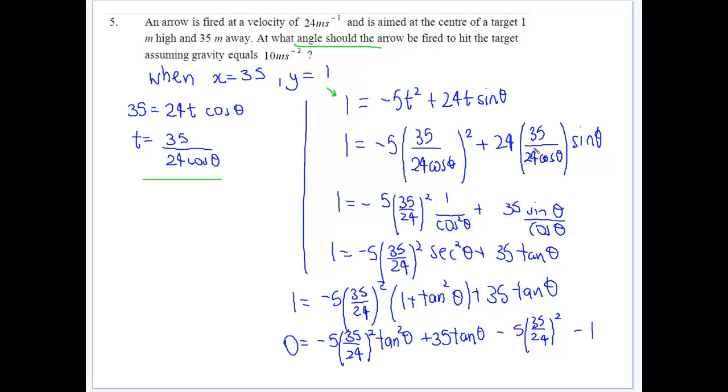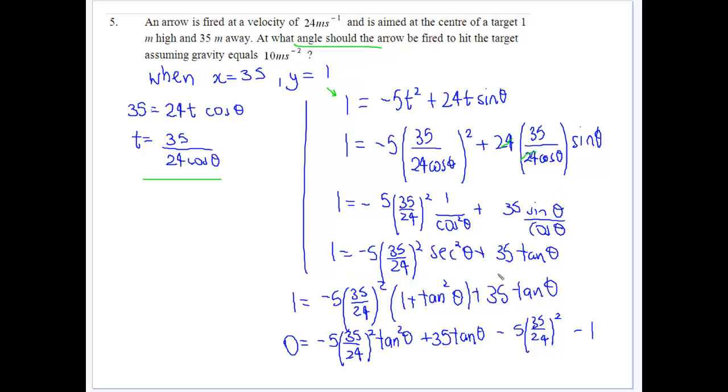Now here's where it gets a little bit tricky, because we've got to get a value for theta from that. We keep our 1 out there for the moment. We've got to square this side, so we get 35 on 24 squared, times 1 on cos squared theta, which becomes sec squared theta. We've got 35, and the 24s will cancel, and sine on cos becomes tan theta.